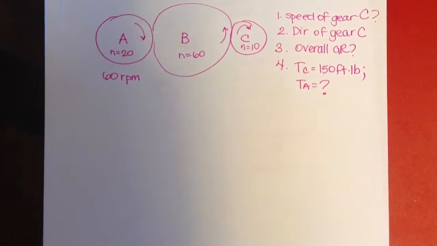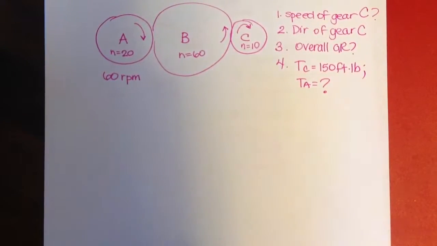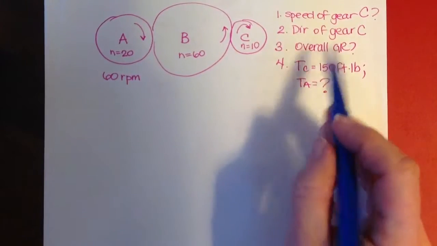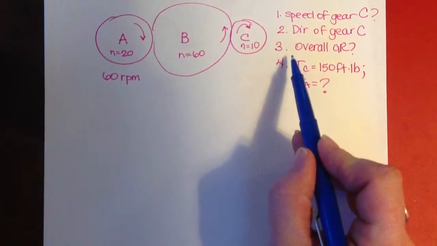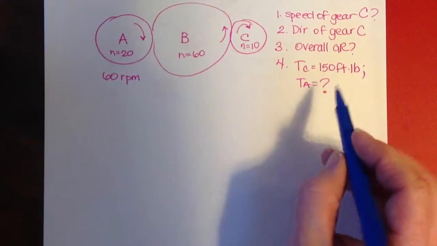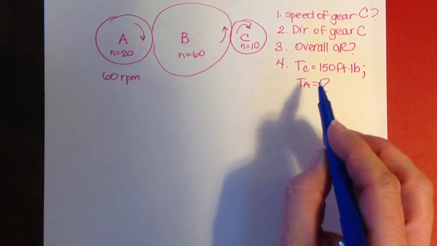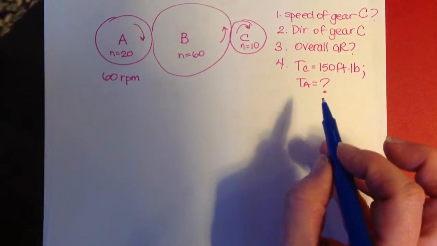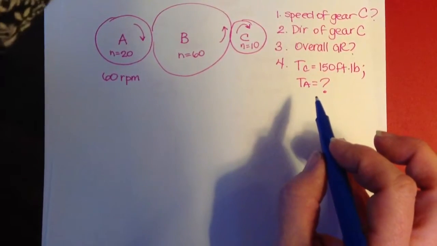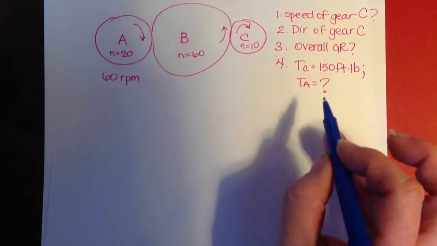Alright, so this is one of the problems from your practice problems, and we have this gear train and we want to know the speed of gear C, the direction of gear C, the overall gear ratio, and the torque. Okay, so let's think about what the equations are for gear trains. Do you remember what they are?